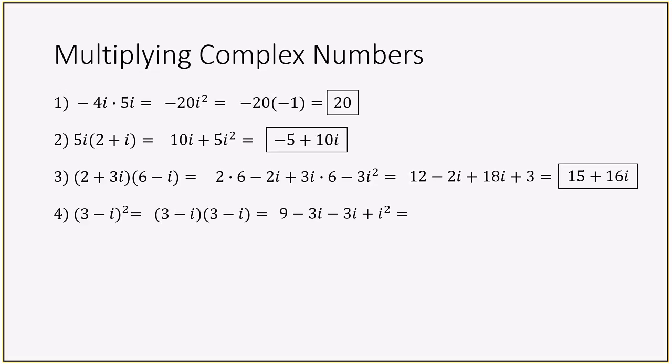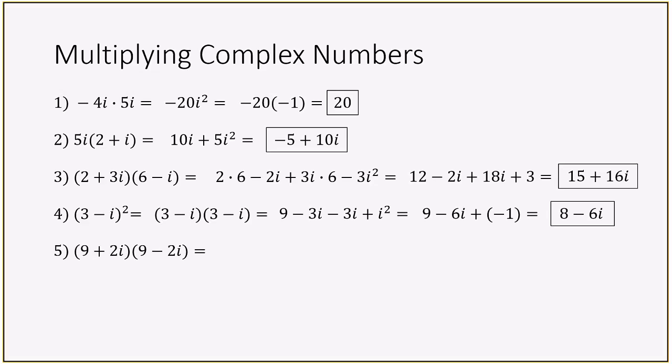3 times 3 is 9. 3 times -I is -3i. -I times 3 is -3i. And -I times -I is positive I squared. Now I have to resolve the fact that I squared is going to be -1. And then I can combine like terms. -3i minus 3i gets me -6i. And then 9 plus -1 gets me 8 minus 6i.